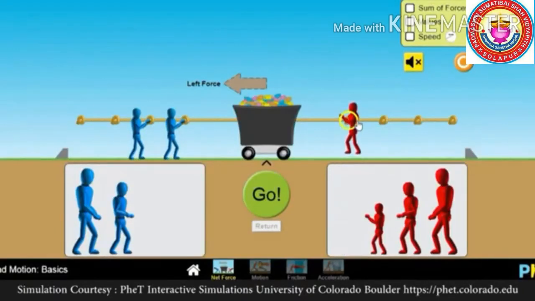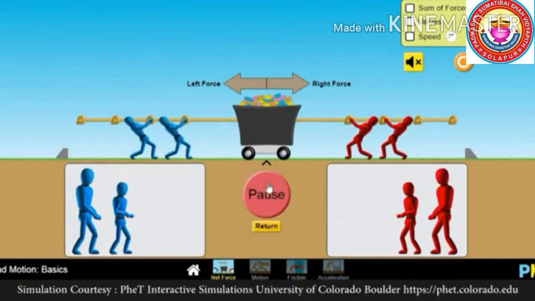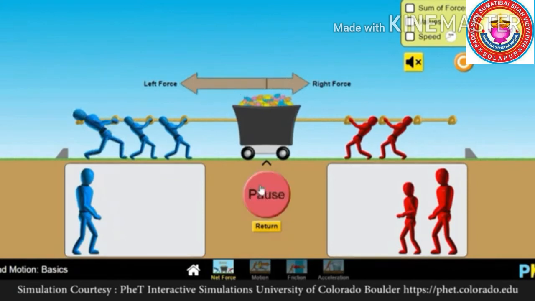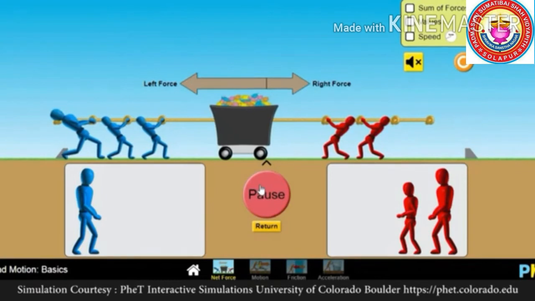Now, see in the example, if equal forces are applied on both the sides, then the center of the rope remains in the same position. But if unequal forces are applied, then the center of the rope moves towards the side having greater force.